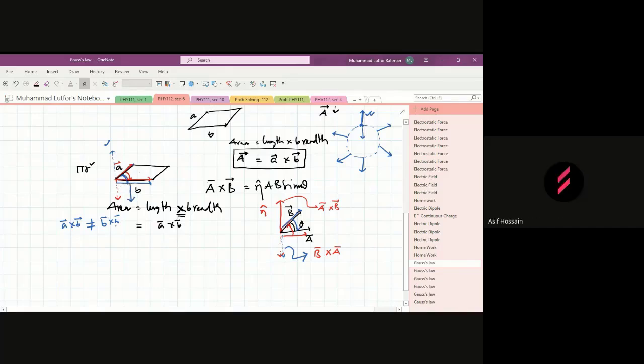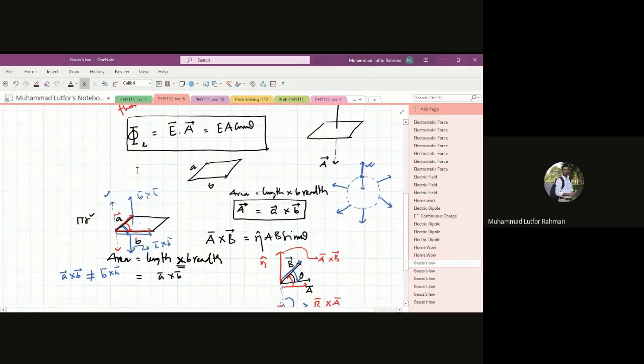This is the A cross B vector, and this direction would be the B cross A vector. We talk about this thing in the physics triplet, the geometrical representation of the vector dot product and cross product. Yes, sir. Okay, fine.